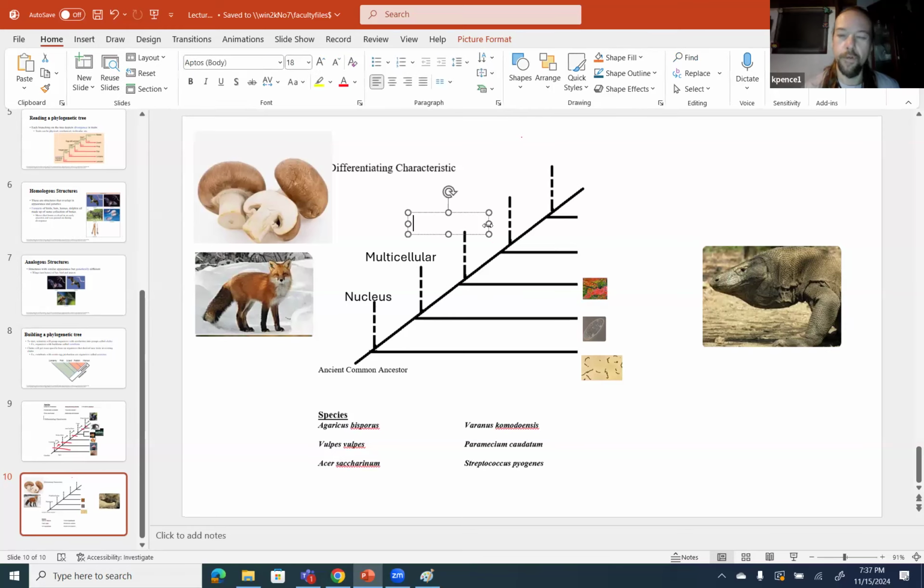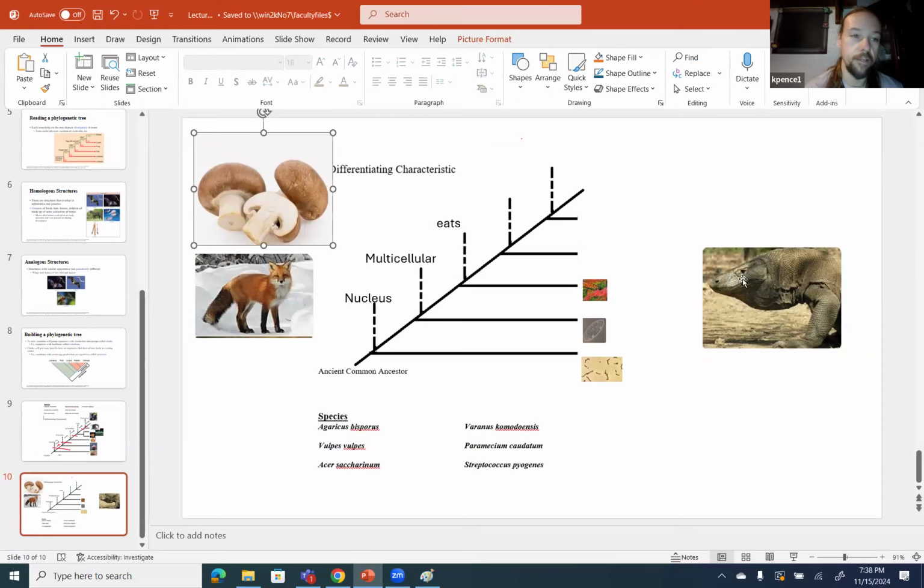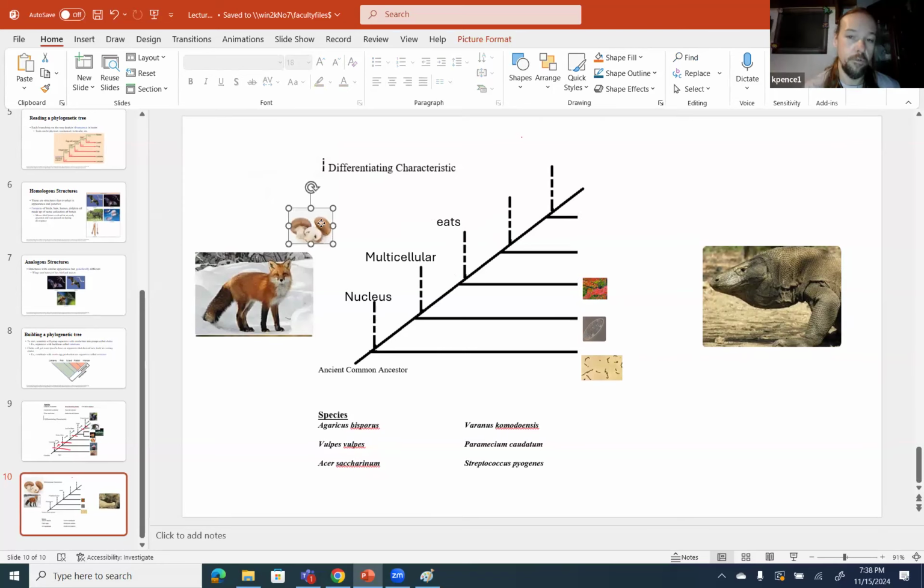So I'm going to put eats, because everything, even the mushroom, has to eat. But the plant can actually make its own food. It doesn't have to ingest anything because it can go through photosynthesis. Okay, now I have the mushroom, the fox, and the dragon. Which one's most different now? The mushroom. Okay, we're gonna put mushroom. This guy's over here.